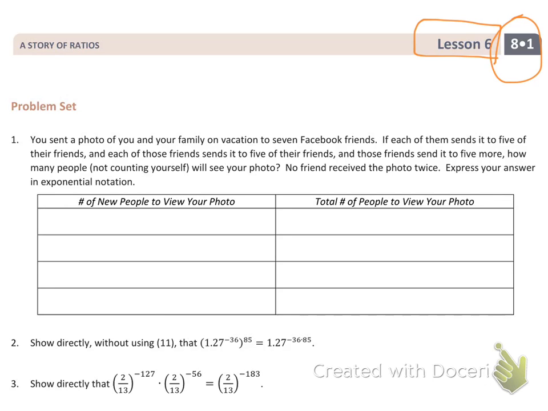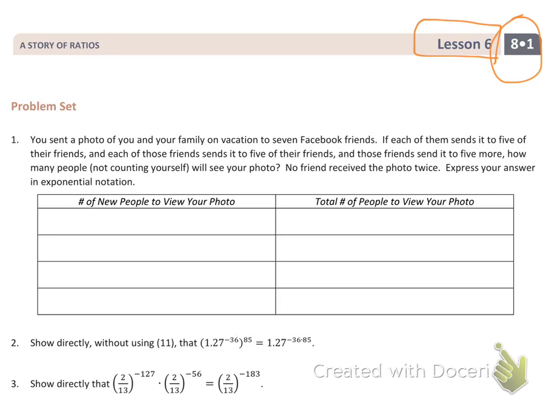Okay, so this problem says, you sent a photo of you and your family on vacation to 7 Facebook friends. If each of them sends it to 5 of their friends, and each of those friends sends it to 5 of their friends, and those friends send it to 5 more, how many people, not counting yourself, will see your photo? No friend received the photo twice. Express your answer in exponential notation.